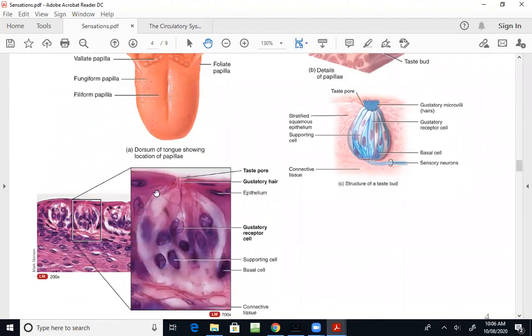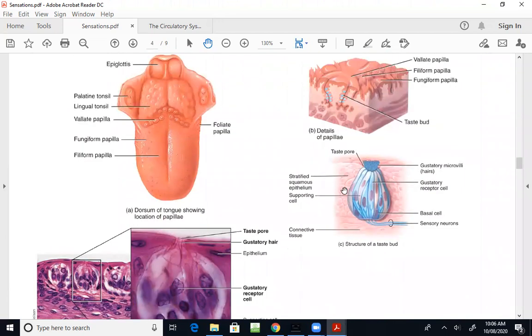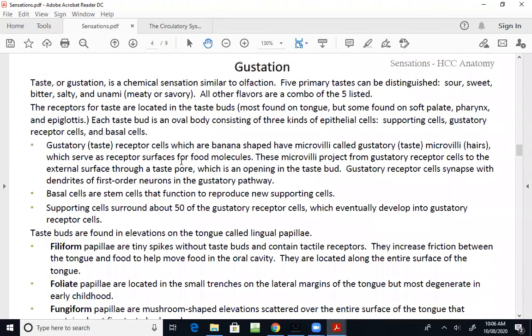Here's what an actual taste bud looks like, zoomed in 700 times. And we see kind of a similar situation to what we saw in the nose, with 3 important cells: supporting cells, receptor cells, and basal cells. Let's talk about the receptor cells first, called gustatory or taste receptor cells.